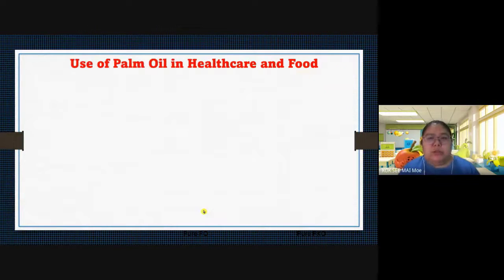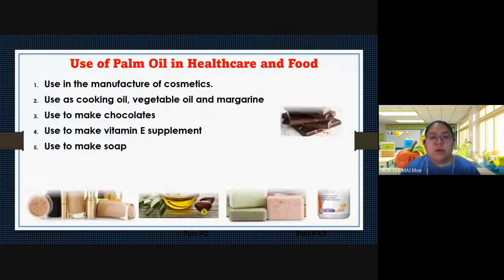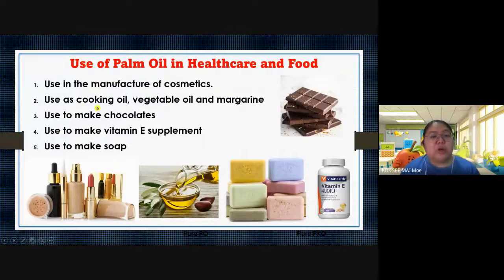Okay, uses. Where we use the palm oil for our health care and also food. First, we use it in cosmetics. Ester is one of the perfumes, using palm oil to produce perfume. Another one is cooking, I think everybody knows. Now we cook with oil. We never use saturated animal oil, because that one is more solid and cannot digest. We use vegetable oil and also margarine.